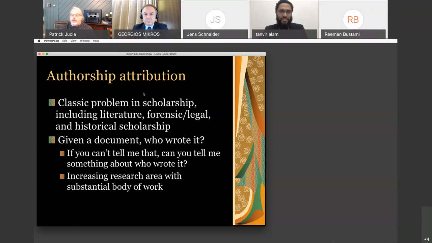Was it written by a man? Was it written by somebody whose native language was English? Was it written by somebody whose native language was Arabic? And if so, are we talking about Tunisian Arabic or Qatari Arabic or Syrian Arabic? It's an increasing area with a substantial body of work.